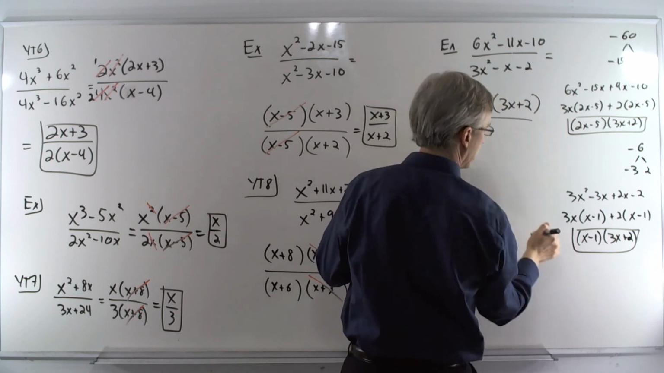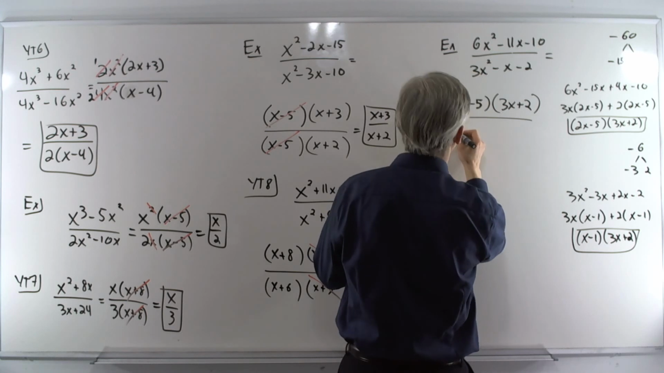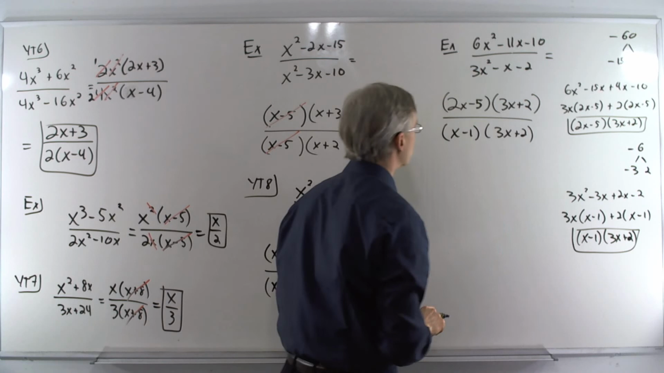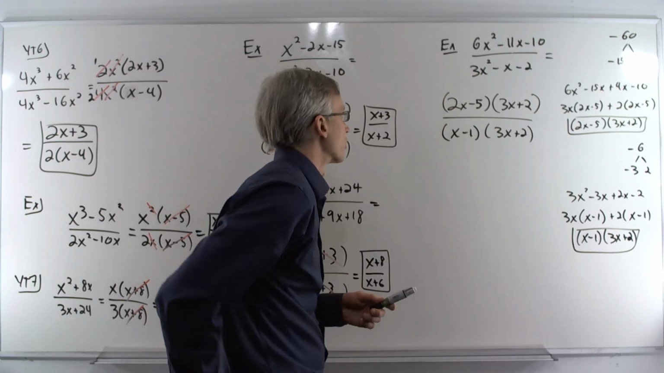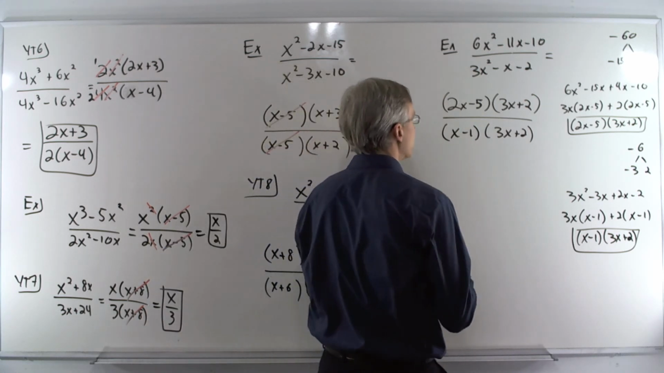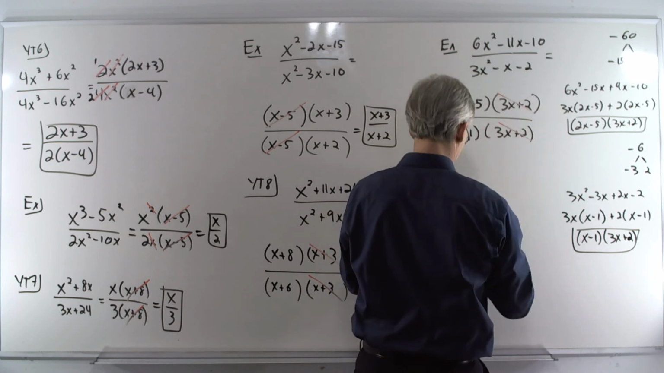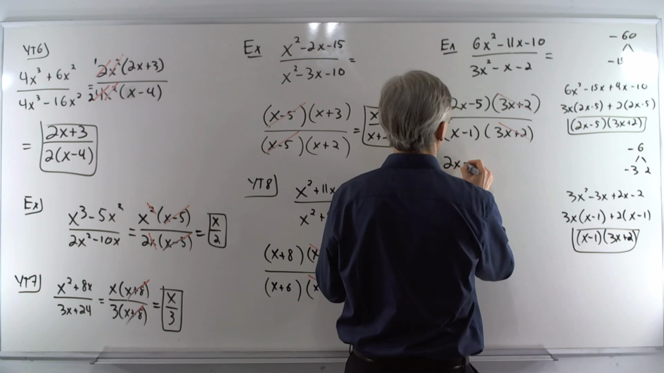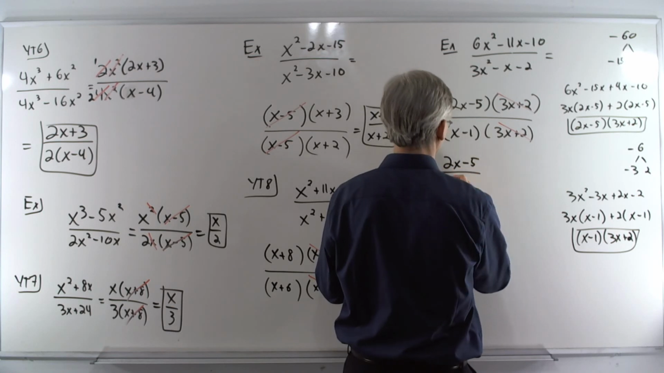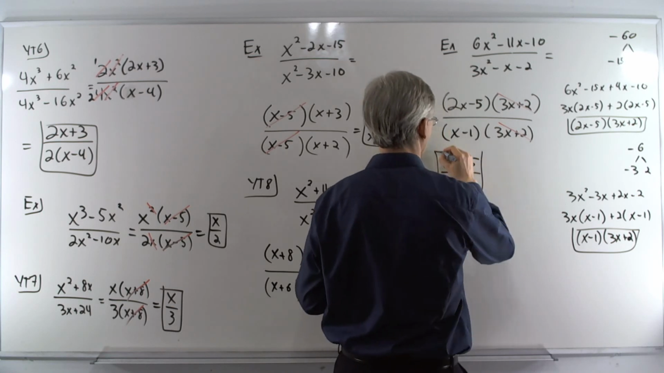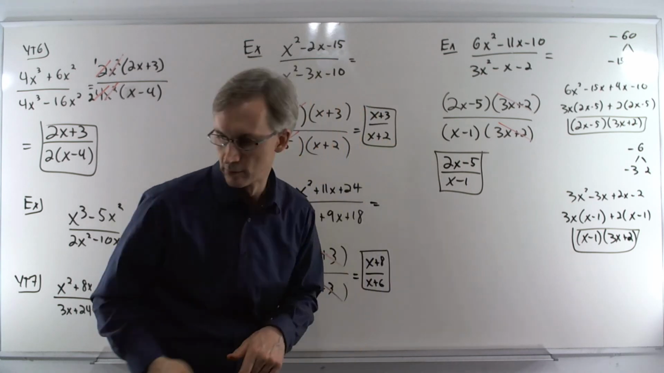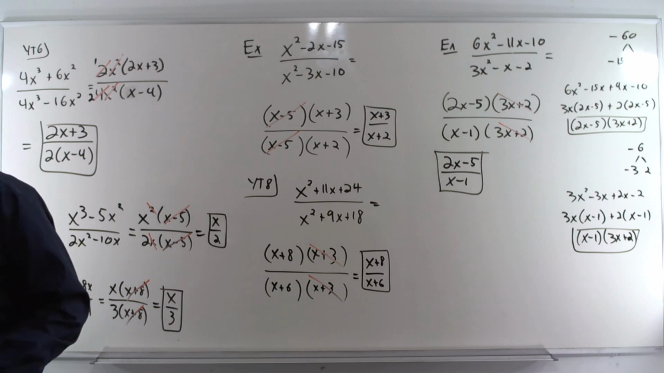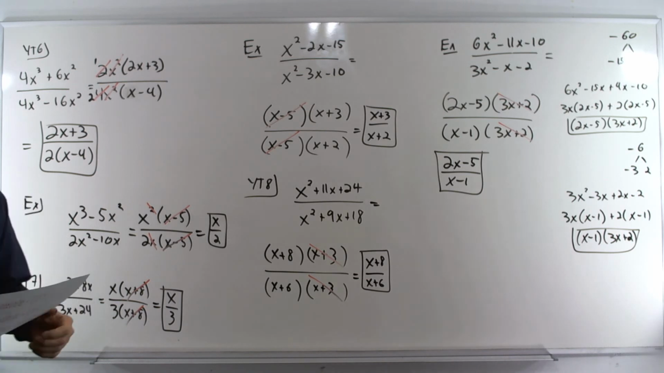And on the bottom, x minus 1 times 3x plus 2. So there's our match, 3x plus 2. We'll cancel these, leaving 2x minus 5 over x minus 1. And that brings us to your turn, number 9.